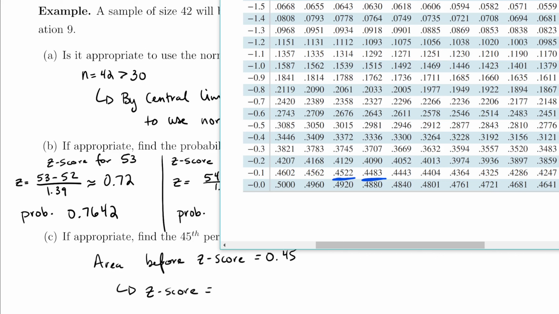The 0.4522 is 0.0022 away, whereas the 0.4483 is 0.0017 away.